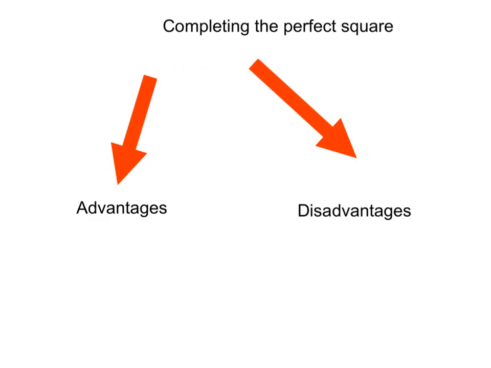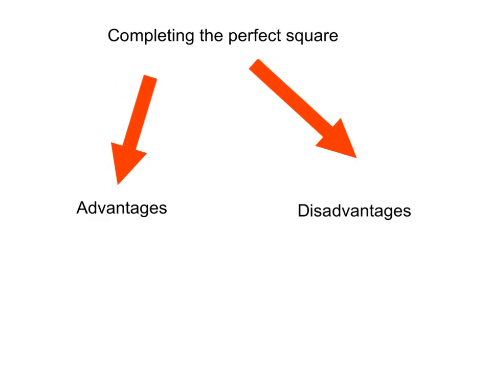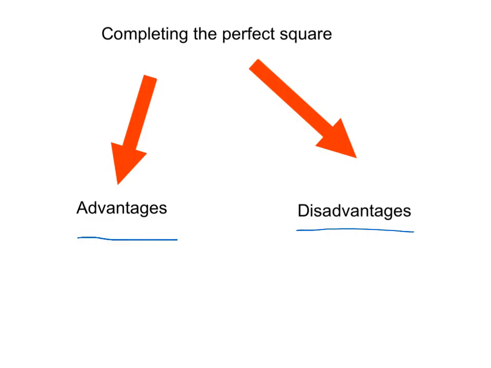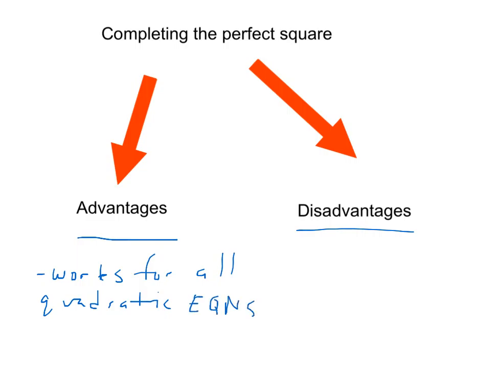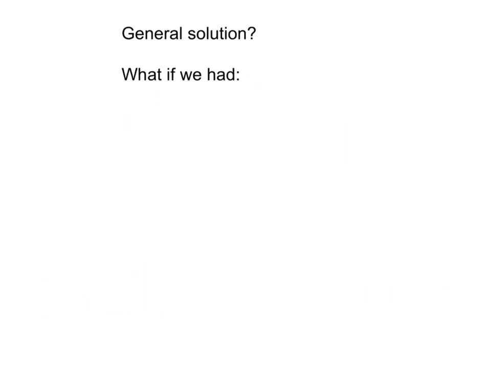So completing the perfect square has both an advantage and a major disadvantage. The advantage is it works for all quadratic equations. Unlike factoring, we can always rely on this method of completing the perfect square. The disadvantage, however, is that it's slow and cumbersome. So ideally, we could create some sort of general solution for this method.